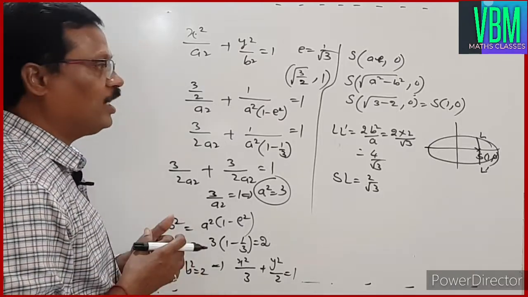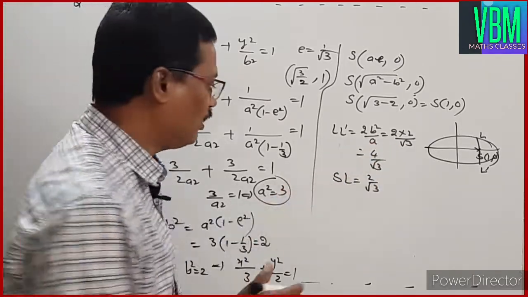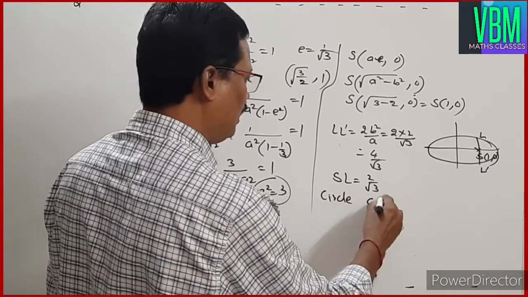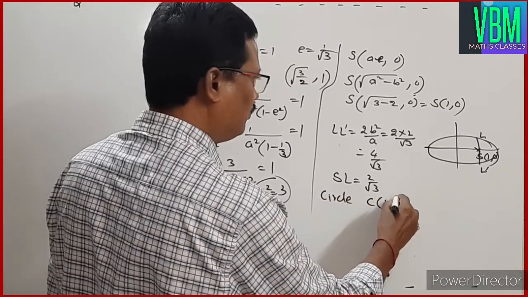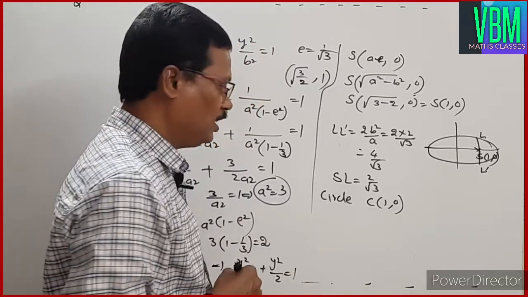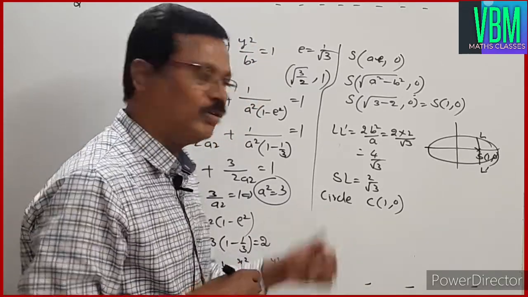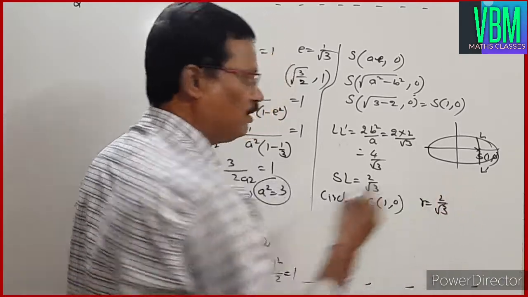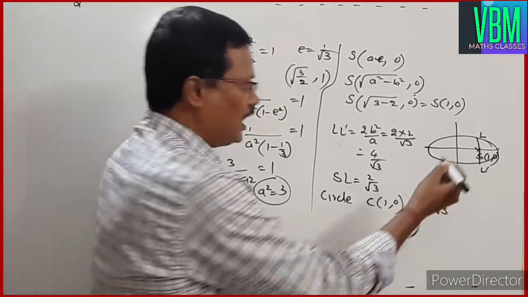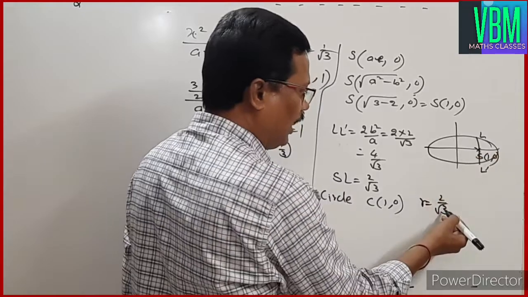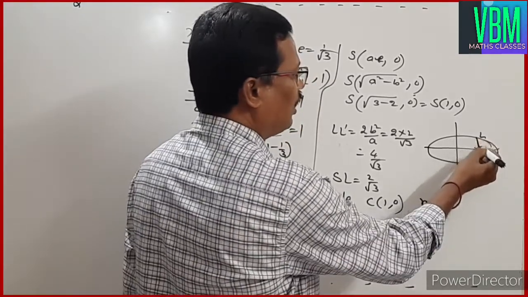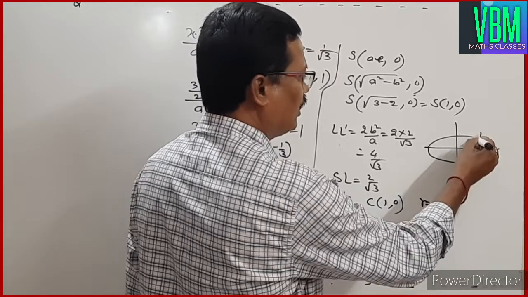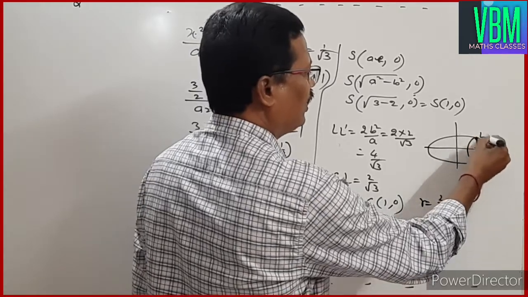What is the circle? Circle center S is (1, 0). Right, the circle center is at the focus. And what is the radius? R is equal to 2 by root 3, they have given. Now, center is (1, 0), radius is 2 by root 3. Therefore, the circle is like this. This is the circle we can draw.